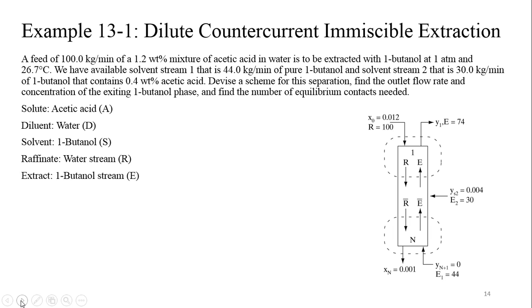In the situation that we're given, we have available a solvent stream at 44 kilograms per minute of pure butanol. We also have a second solvent stream that's available that's 30 kilograms per minute of 1-butanol, but it contains 0.4 weight % acetic acid. So it's got some acetic acid in it. And we're told to devise a scheme to carry out the separation. We need to find the outlet flow rate and concentration of the exiting butanol phase, and find a number of equilibrium contacts required to do the separation.